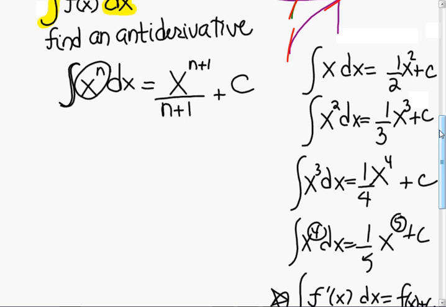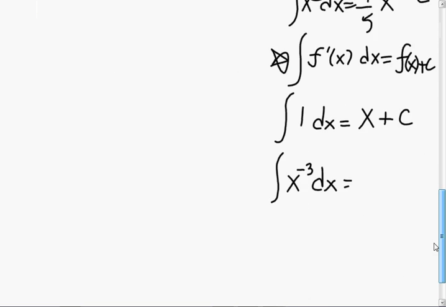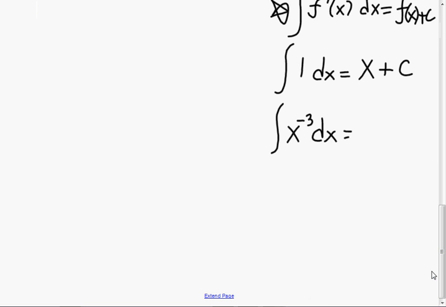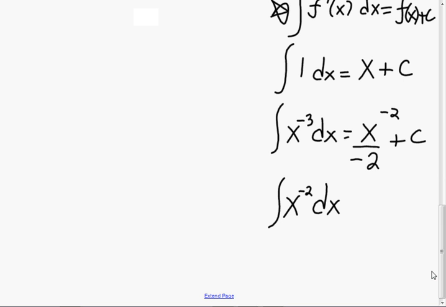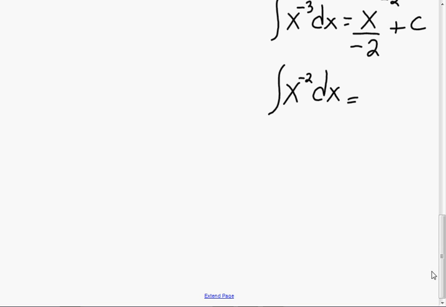Now, the problem with the negative exponents is that we kind of mess up once in a while. I tend to go the wrong direction. We're going to add 1. So what's that going to be? x to the negative 2 over negative 2 plus c. So you could have negative 1/2. What about x to the negative 2? x to the negative 1 over negative 1 plus c. And I always write it that way, and then I'll clean it up later.